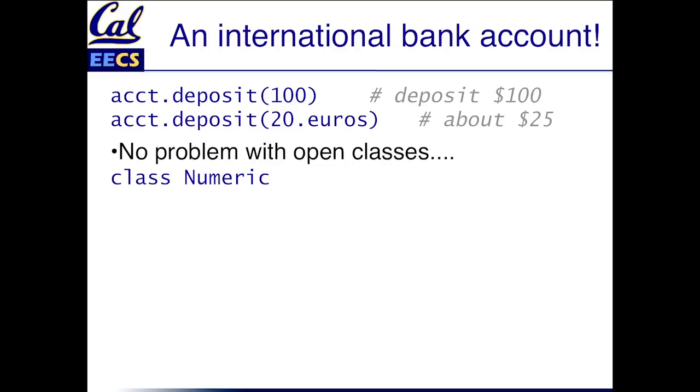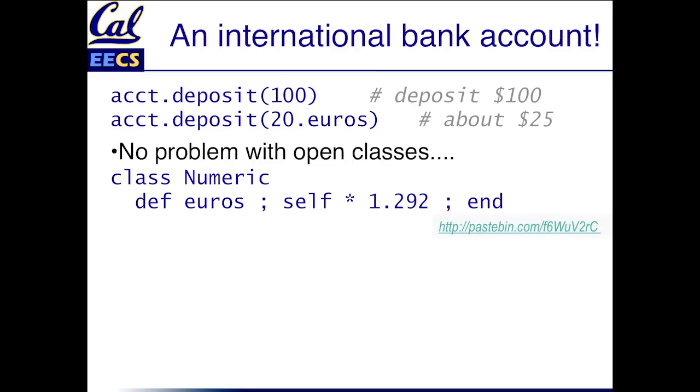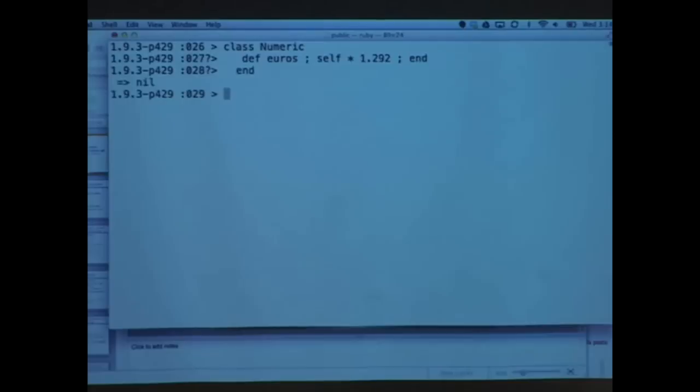No problem. We open the class. We define our euros according to an exchange rate that is what we call the good old days in the United States, and we're done. Does this really work? Well, let's try it. OK, I reopened the class. I added a method. Pretty cool.